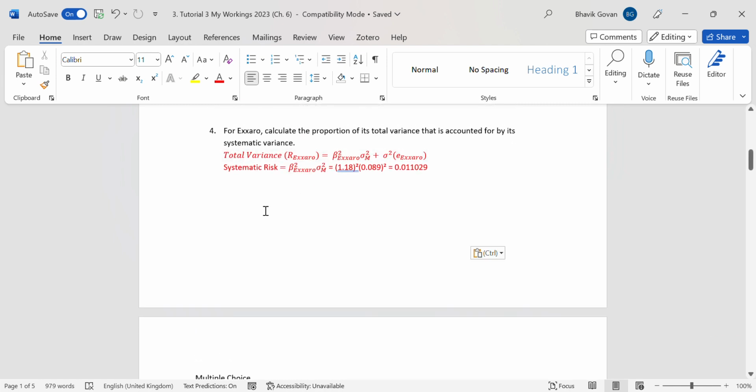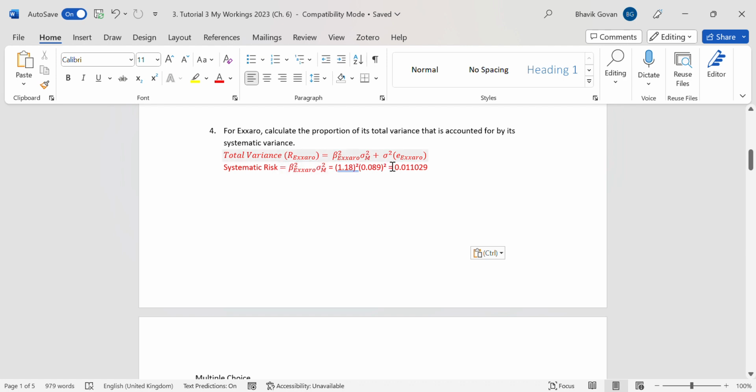Question 4, for Exaro, calculate the portion of its total variance that is accounted for by its systematic variance. So the total variance of Exaro is your beta of Exaro squared times the variance of the market squared.